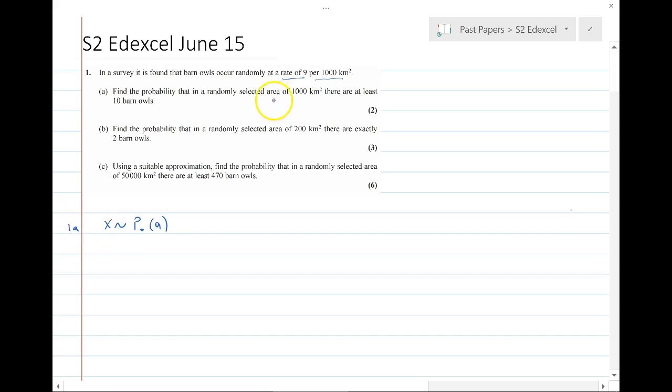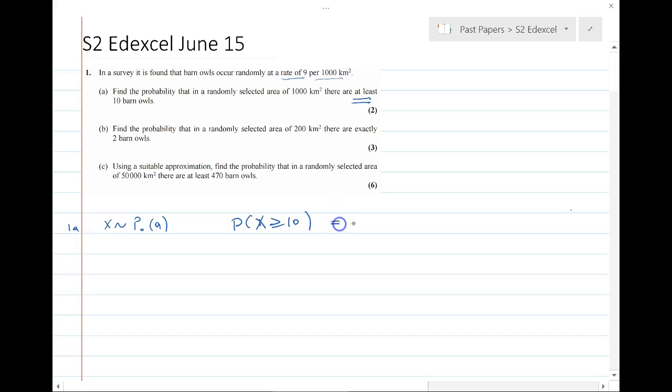It asks what is the probability of there being at least 10. Here we have to be a little bit careful with the inequality. At least 10 means it can be 10. Remember, Poisson's discrete, so it can be 10, 11, 12, and so on. So that means the probability that our Poisson distribution takes values greater than or equal to 10.